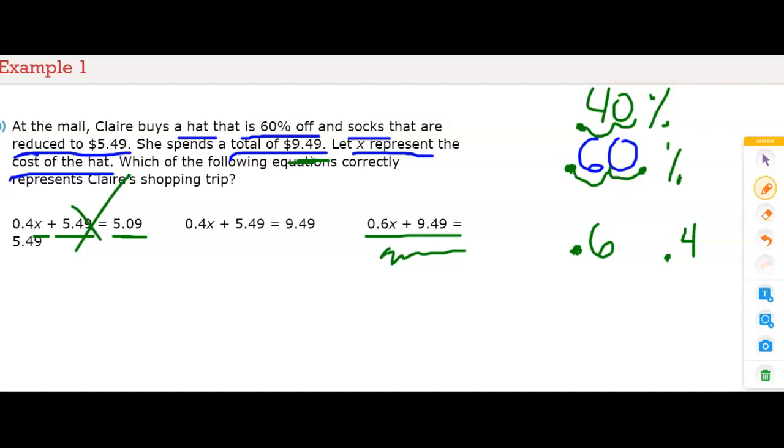So now we look here at the second option, which just by process of elimination is the winner, but let me explain. The 4/10 times the x, which is the total cost of the hat, times the 40% she's responsible for paying, plus the $5.49 for that pair of socks, is equal to $9.49. This one works because we have all of the information from the problem that we need to solve for how much that total hat would be. They are not asking for us to solve. They're only asking for us to write an equation.